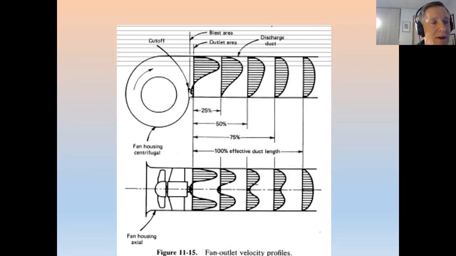Down at the bottom, it actually has a negative velocity. It might even be flowing the wrong way. And as the air flows through this duct, it develops this profile like this. It's called fully developed flow, and it's fastest in the center, slower at the edges. And there's a lot in this image.